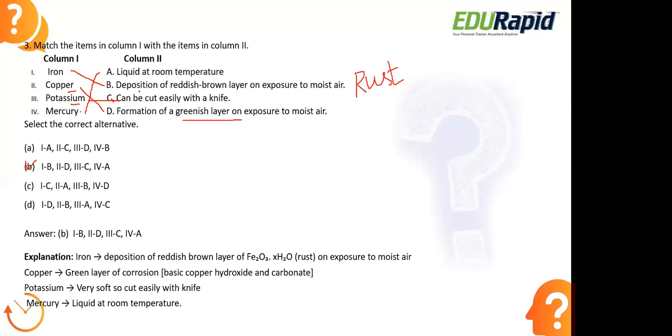Iron forms rust when exposed to moist air. Copper forms a greenish layer when exposed to moist air. Potassium can be cut with a knife since it is a very soft metal. Mercury is a metal and it is liquid at room temperature. Whereas all the rest of the metals that we have will always be hard because they are solid in nature, right? Mercury is the only metal which is a liquid at room temperature. Okay, let us move to the next question now.